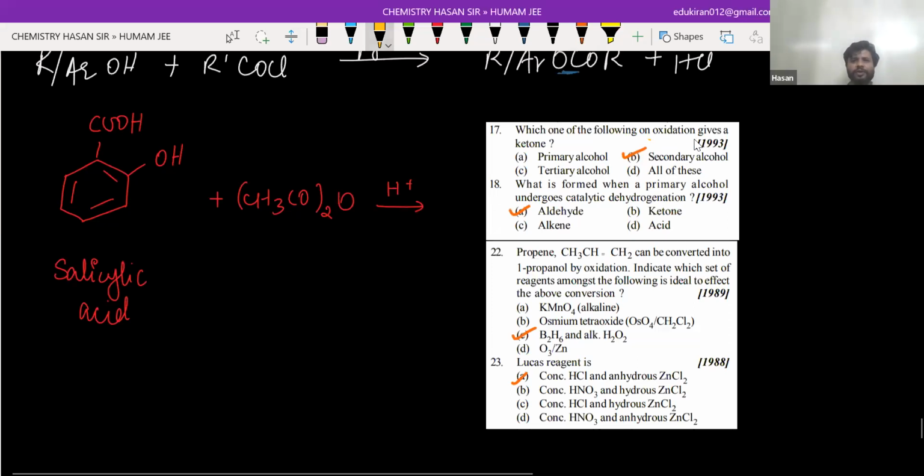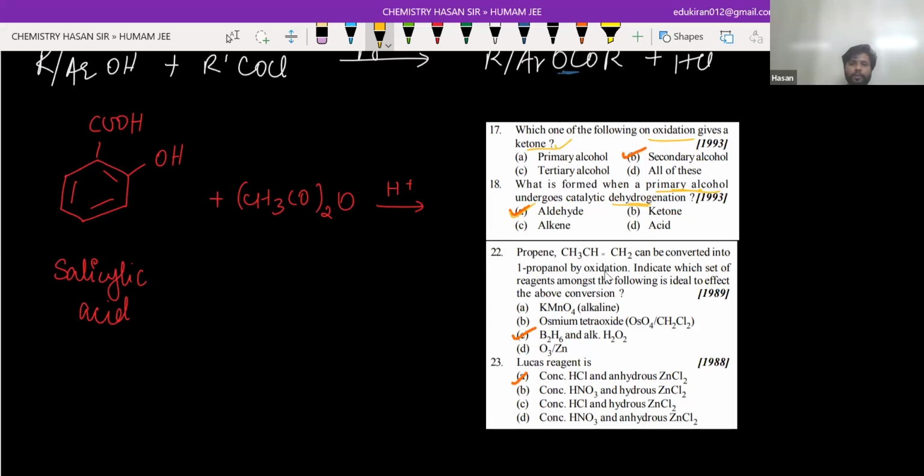Which one of the following on oxidation gives a ketone? I told you. If you are going to reduce ketone, you will get secondary alcohol. So if you are going to oxidize secondary alcohol, you will get ketone. 18. What is formed when primary alcohol undergoes catalytic dehydrogenation? Dehydrogenation, that means removal of hydrogen. Removal of hydrogen is called oxidation, right? So when you are going to oxidize primary alcohol, you will get aldehyde.